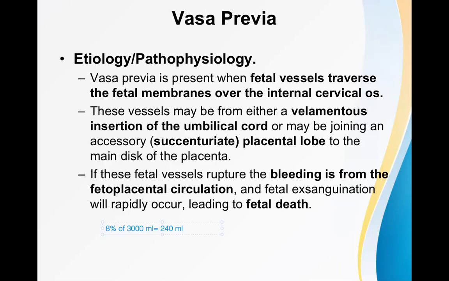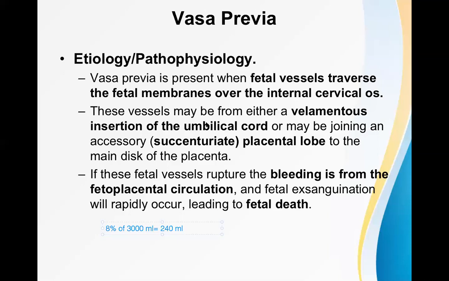So even a slight amount of bleeding from that fetal body would be detrimental to the health of the fetus. The fetus may die easily. This is called fetal exsanguination, which means all the blood may come out of the body very easily in case of vasa previa. Whereas in placenta previa and abruptio placentae, the bleeding is coming from the placenta, that is from the mother side. So they are relatively less harmful in comparison to vasa previa.